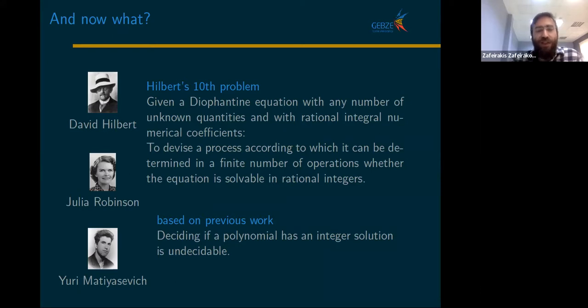Diophantine equation has solutions, is solvable? And Matijasevich in the 70s, based on previous work, mostly by Julia Robinson, proved that the problem is undecidable. So there is no algorithm to decide if a polynomial has integer solutions.